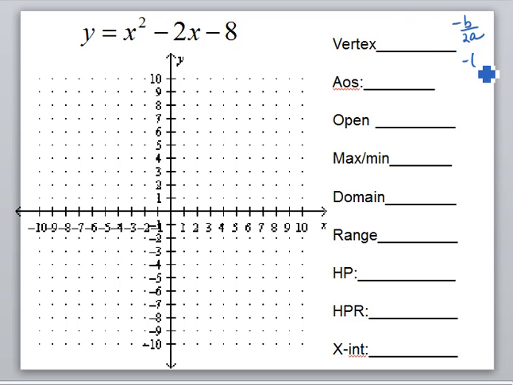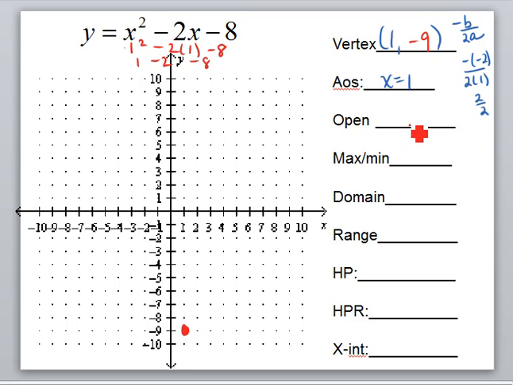So negative b would be negative negative 2, all over 2 times 1. So we end up getting 2 over 2, which is a 1. So my axis of symmetry is 1. My vertex is 1 comma something. We're going to figure out that number by plugging in the 1. 1 squared minus 2 times 1 minus 8. So that would be 1 minus 2 minus 8, which would be a negative 9. So we have 1, negative 9 that we'll plot.